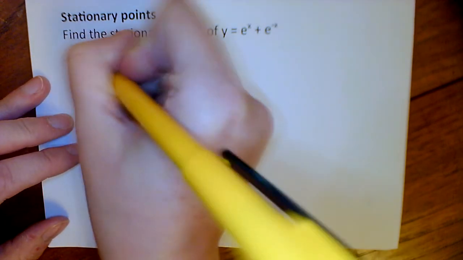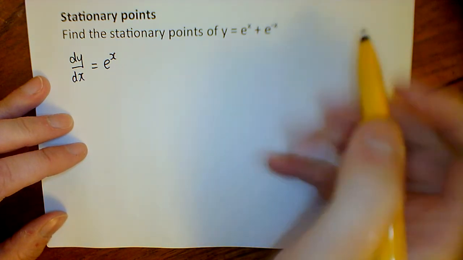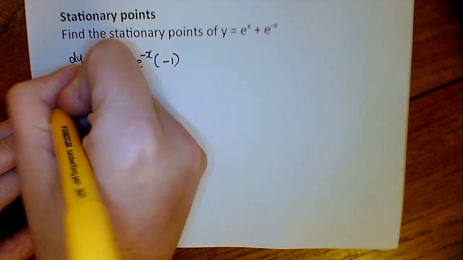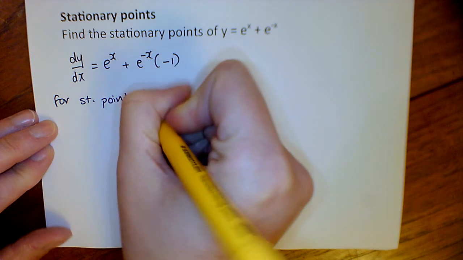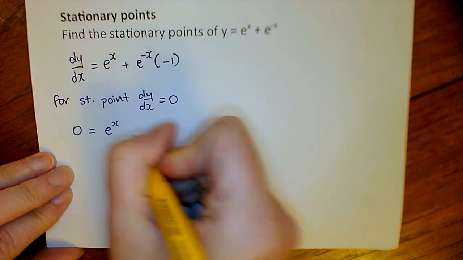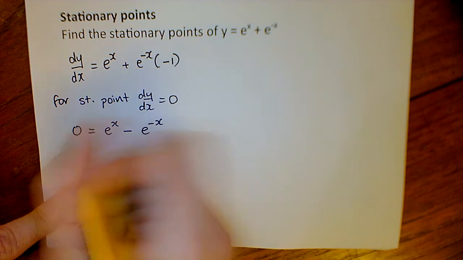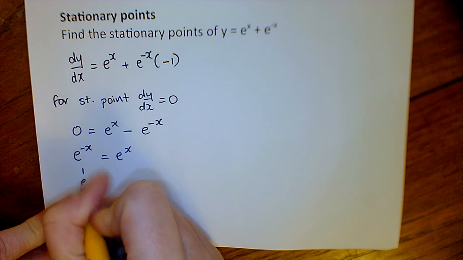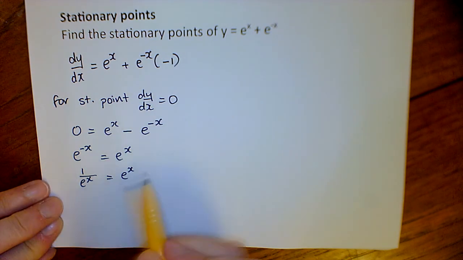So differentiate e to the x, we get e to the x. Differentiate e to the minus x, we get e to the minus x times minus 1. For a stationary point, dy by dx has to equal 0. So we have 0 equals e to the x minus e to the minus x. So bring that over. E to the minus x equals e to the x. So that's 1 over e to the x equals e to the x using your rules of indices.